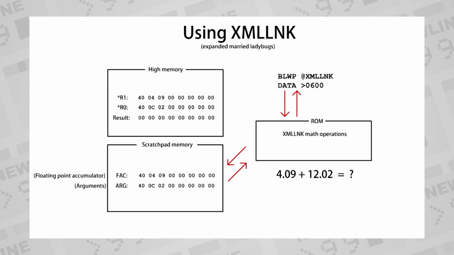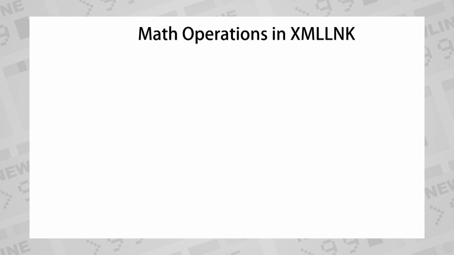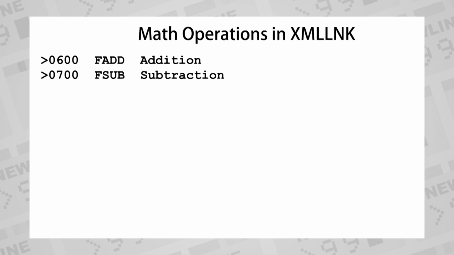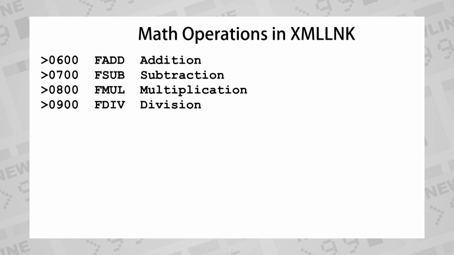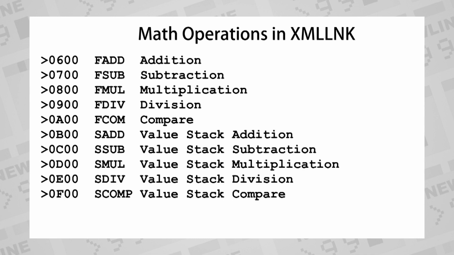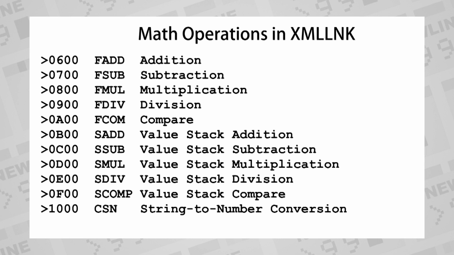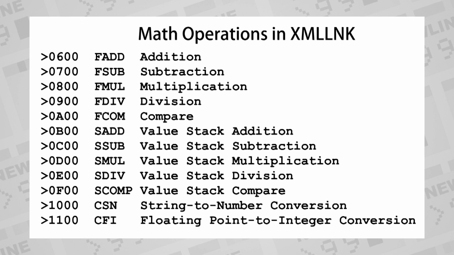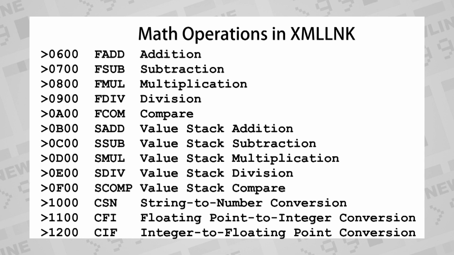And at that point we're ready to call the routine, followed by 2 bytes of data that identify which arithmetic operation we want to run. There is addition, subtraction, multiplication, division, floating point compare, value stack versions of all those operations, string to number conversion, floating point to integer conversion, and integer to floating point conversion. The value stack versions of the operations pull the first parameter from the specified address in VDP and calculate it against a floating point accumulator.